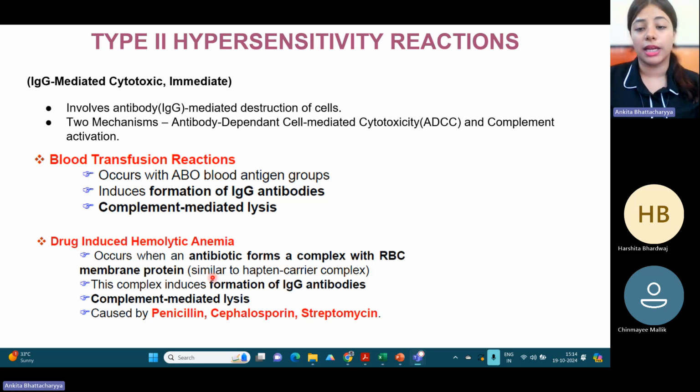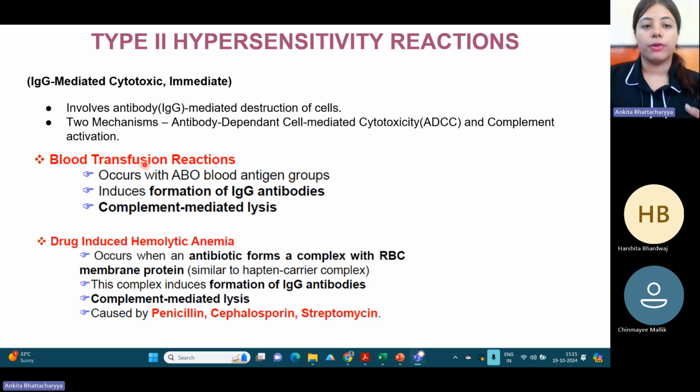Now, these are common examples for that. The first example of a type 2 hypersensitivity response is blood transfusion. You must already be quite familiar with it: people under certain conditions, when they're suffering from a disease or undergoing surgery, or have faced trauma as a result of some accident, often receive blood transfusion, and it is quite extensively carried out.